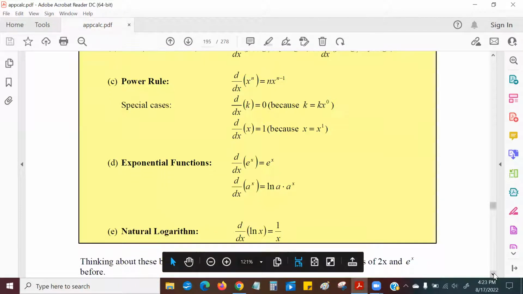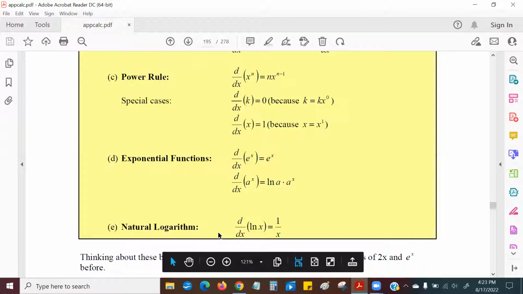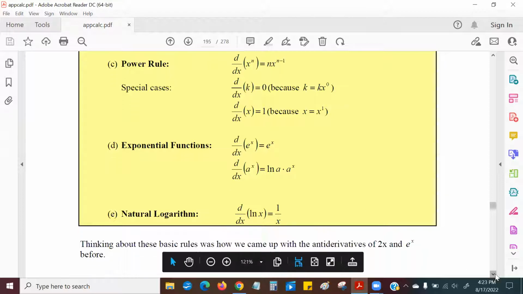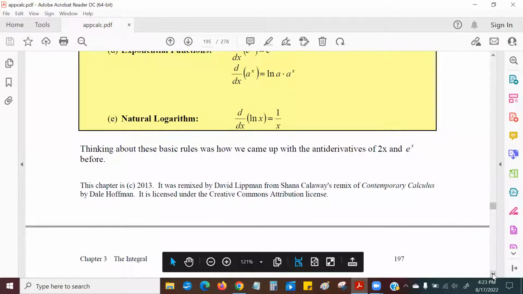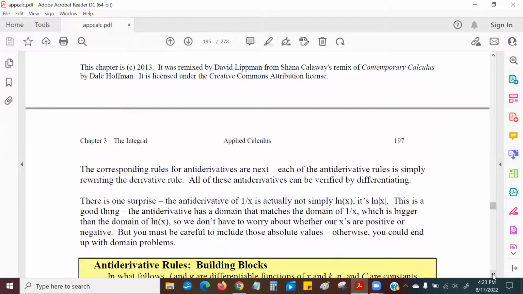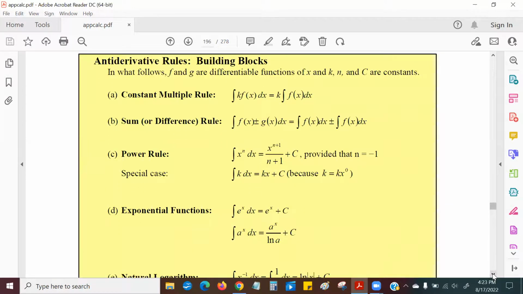The derivative of e to the x is just plain e to the x. And the derivative of a to the x is ln a times a to the x. Again, these are just rules we've done already in previous sections. And finally, the derivative of ln x is 1 over x. Now, why am I showing you these derivative rules? Because we're gonna now look at antiderivatives, and antiderivatives are just kind of, like I say, derivatives backwards. And a lot of the same rules kind of apply.